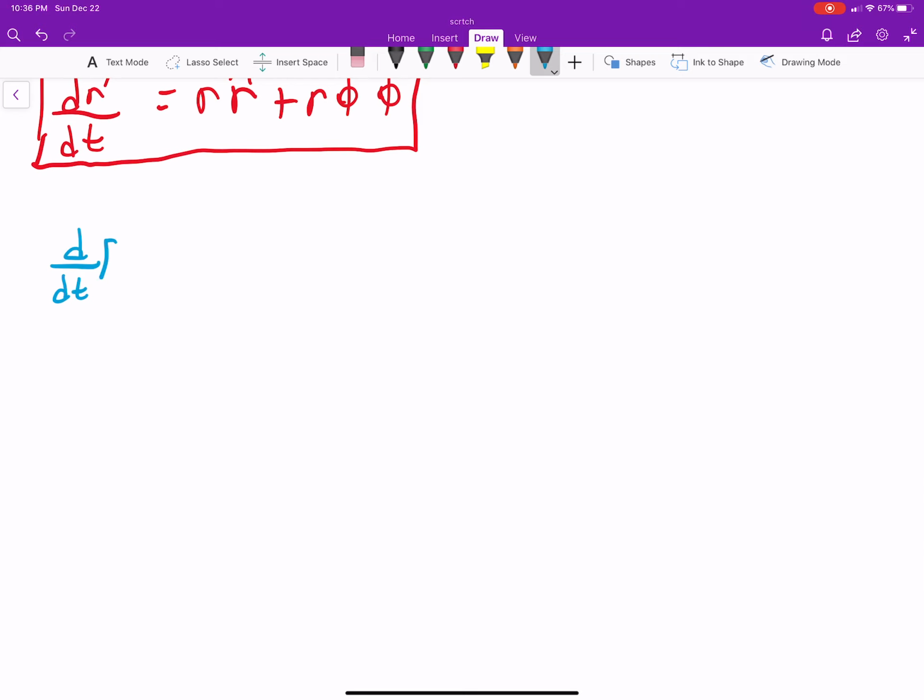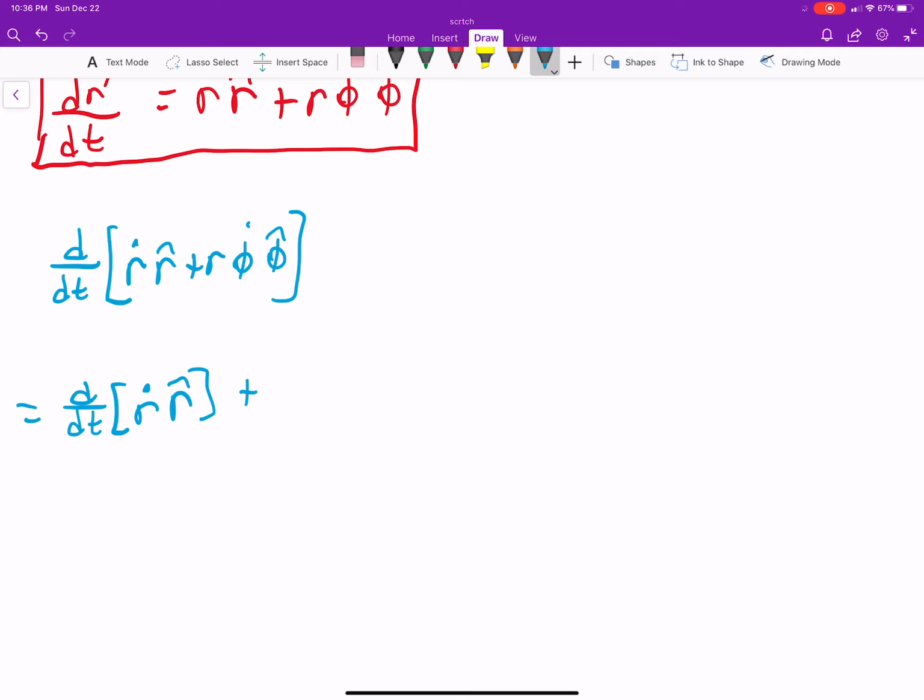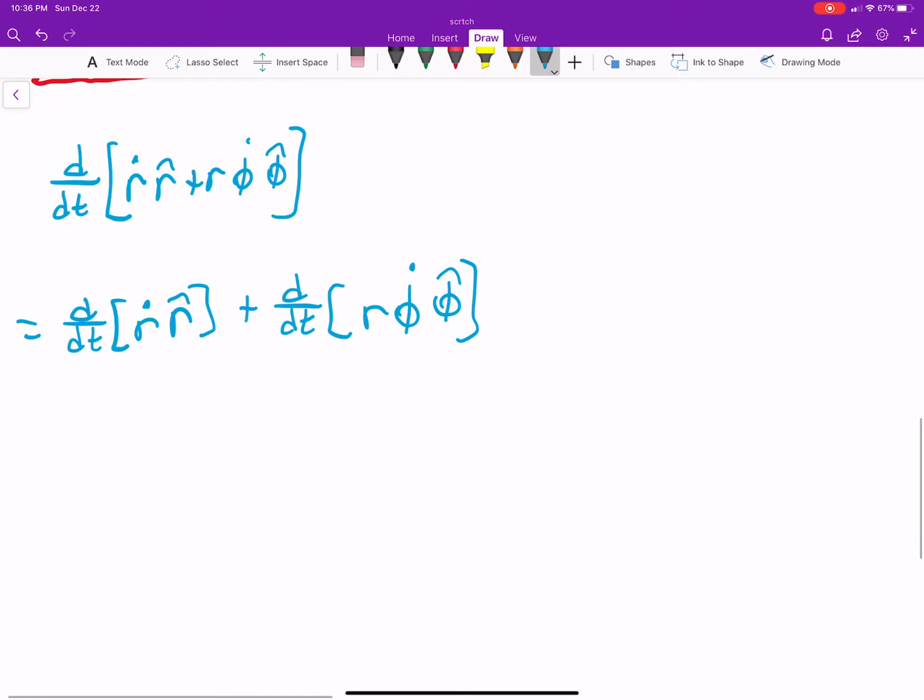d/dt of r dot r hat plus r phi dot phi hat. Okay, so let's break this up a little bit. We can think of this as just being two separate derivatives: d/dt of r dot r hat, plus d/dt of r times phi dot times phi hat. Okay, well, let's see what we can do here, and hopefully we can finish this derivative off. Again, we're going to have to utilize the product rule.